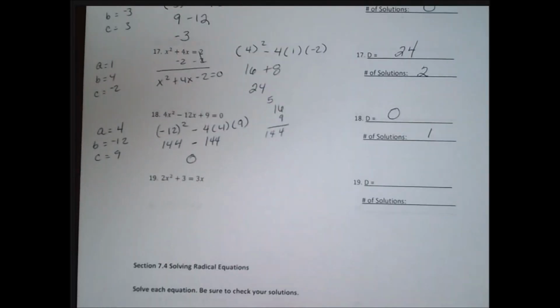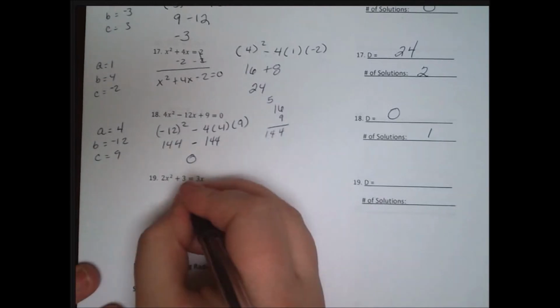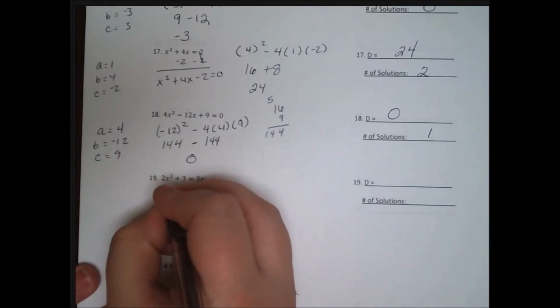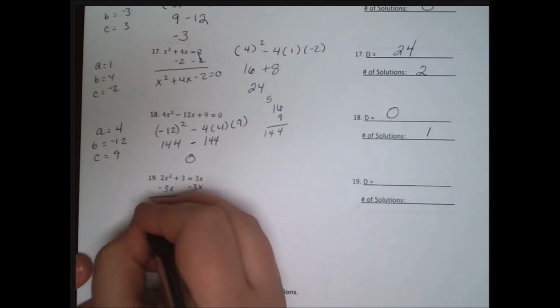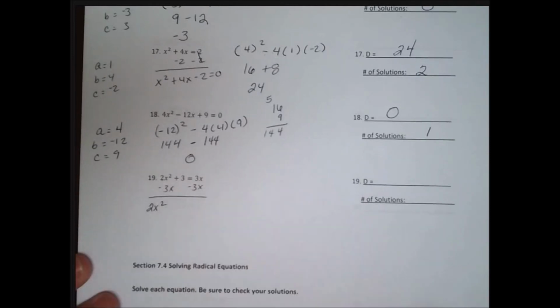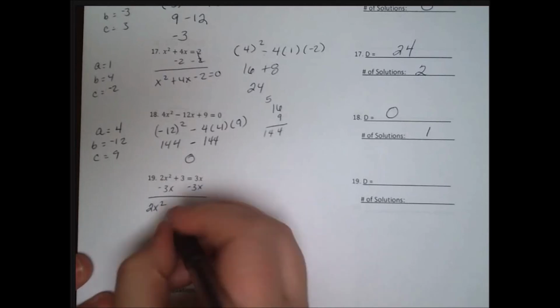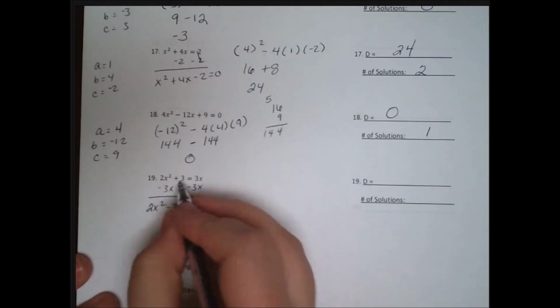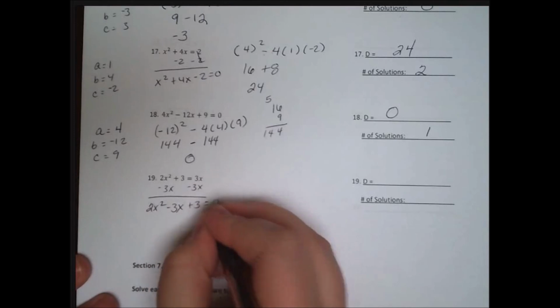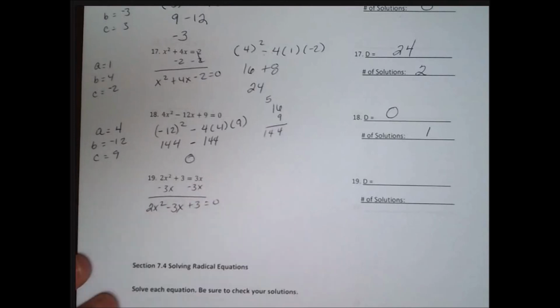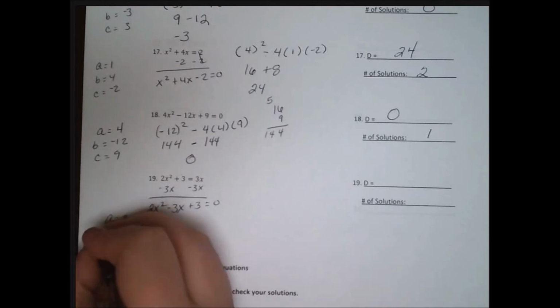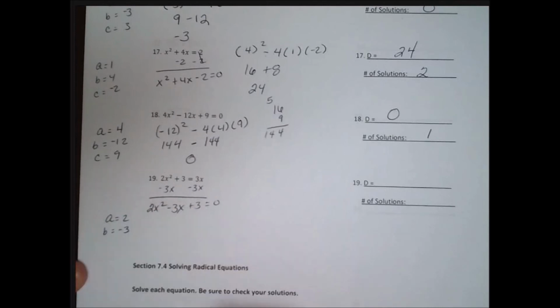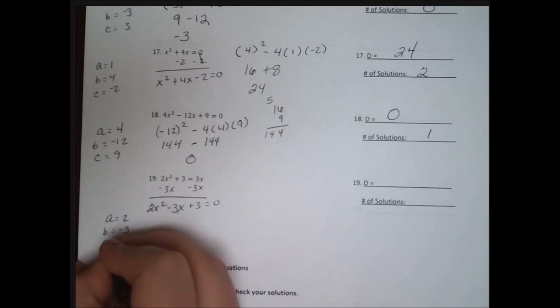For number 19, we're going to subtract 3x from both sides. Make sure you put your terms in the correct order. 2x squared will go first, then your negative 3x, then your positive 3. Remember that descending order we talk about. So A is 2, B is negative 3, C is a positive 3.